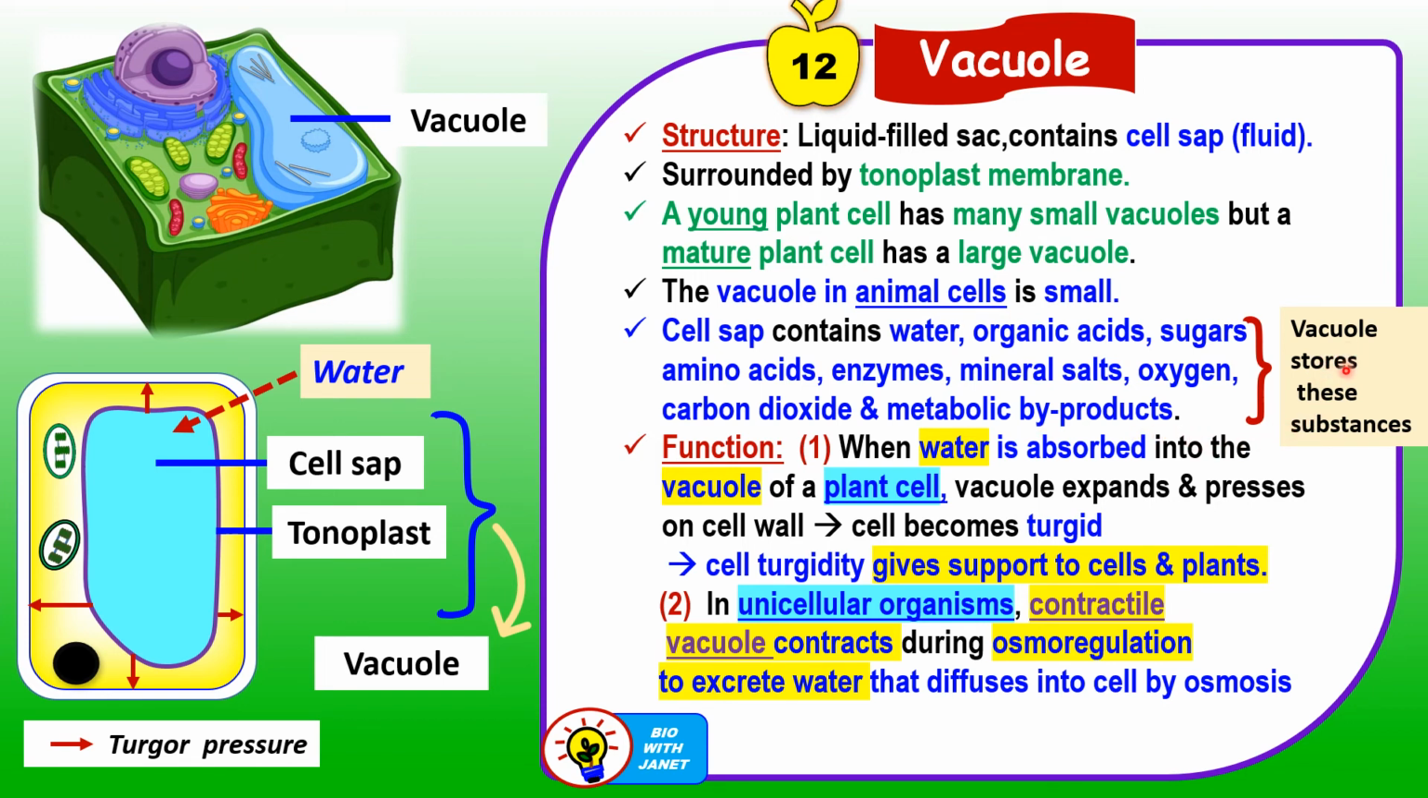This means that the vacuole stores all these substances in the cell sap, right? So you must be able to name at least 3 substances like water, sugars, and amino acids that are found in the cell sap. Now, what is the function of the vacuole?